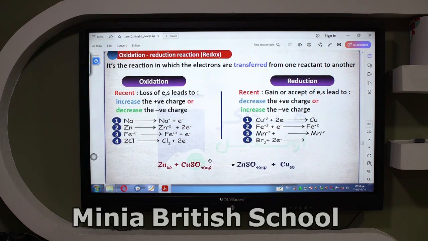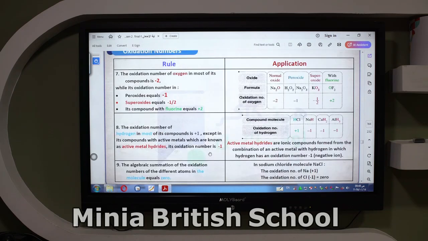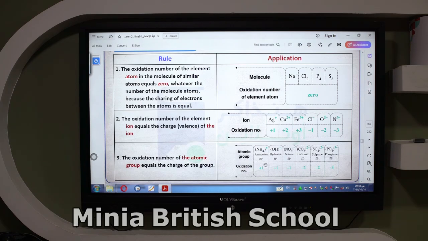We have atomic groups, which are very important. Atomic groups, like the ammonium group, are a set of elements that take a charge, and the charge equals their oxidation number. We have the ammonium group NH4 with positive 1, OH negative 1, nitrate NO3 negative 1, CO3 negative 2, so they must be kept very clear.